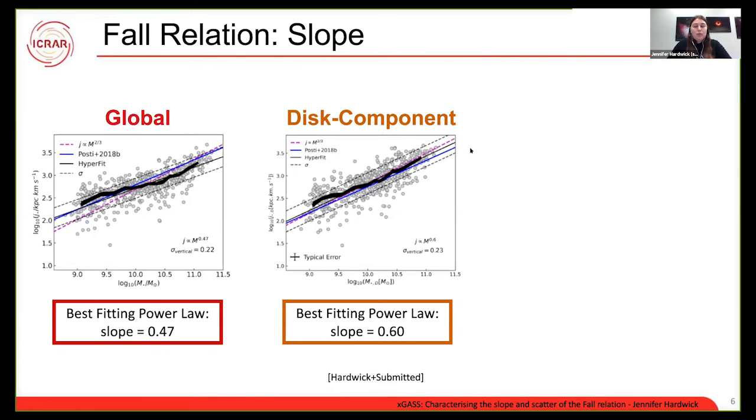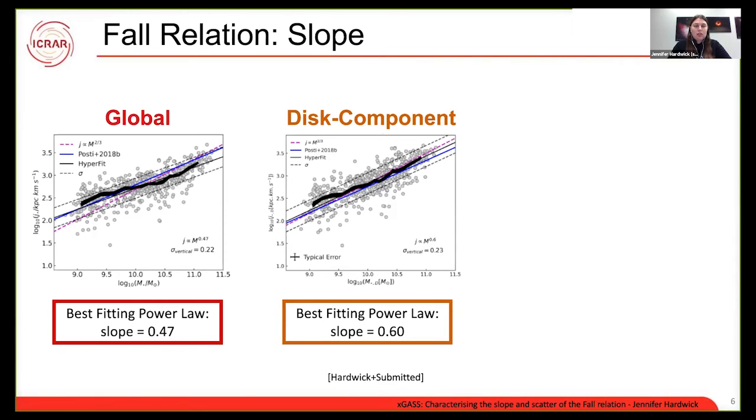We now get a slope of 0.6, which is much closer to the slope you'd expect for the cold dark matter halos of 2/3. We're also now in much better agreement with the Posti work, which also has a version of their relation with just the disk component. And we also get the normalization very close to their work as well, which is quite promising for our work and our methodology, as we have used unresolved kinematics, whereas they use resolved kinematic maps to determine their angular momentum measurements.